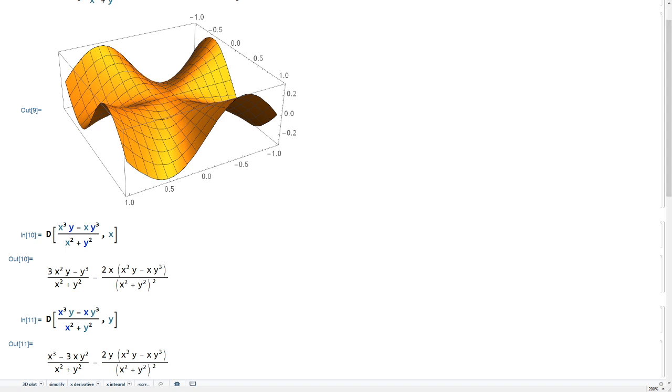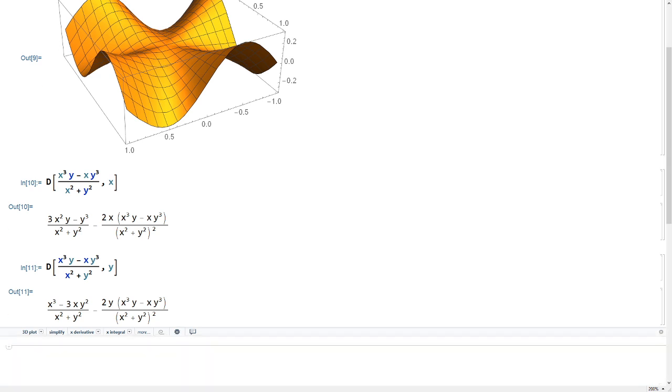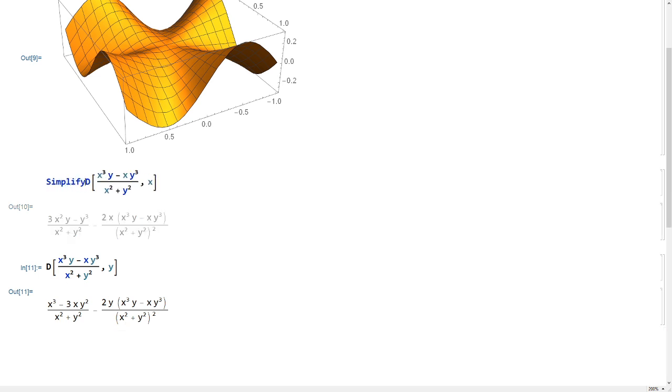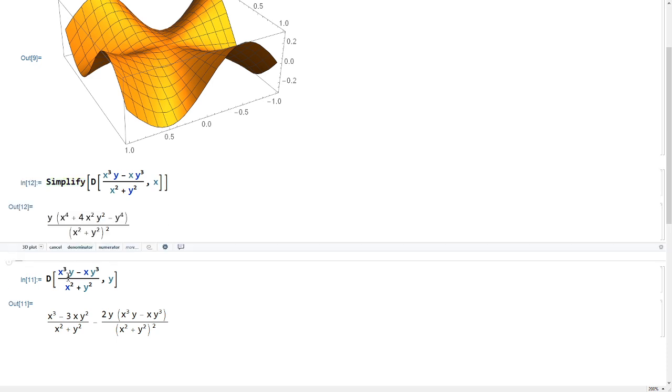All right. So I'm going to just copy these down real quick. Let me see if I can't get this to simplify a bit. Does that look any bit better? That's better.